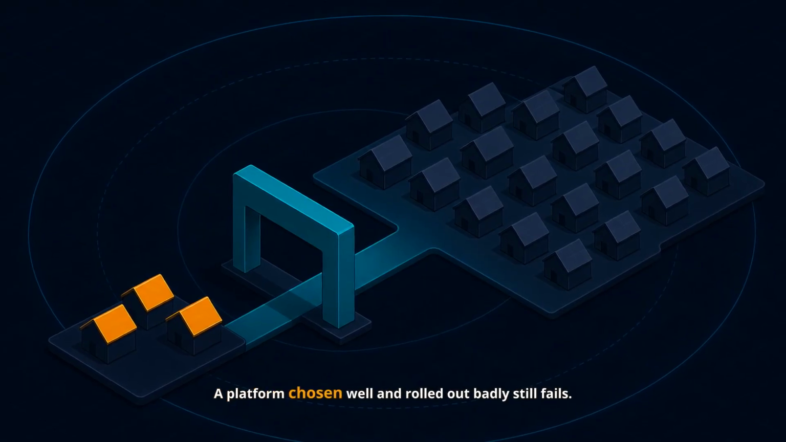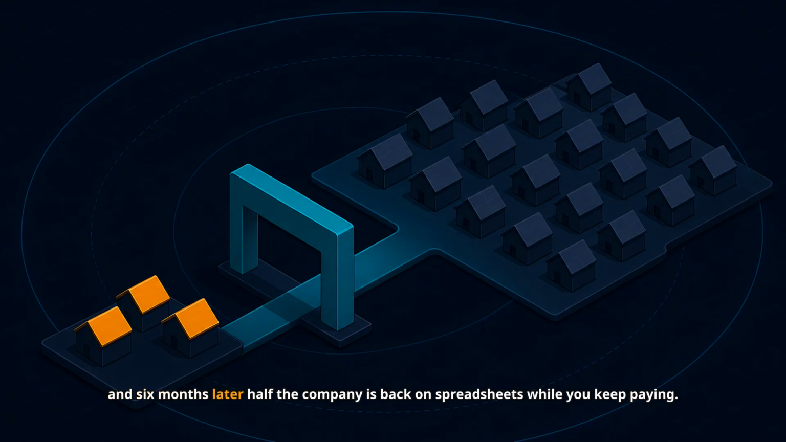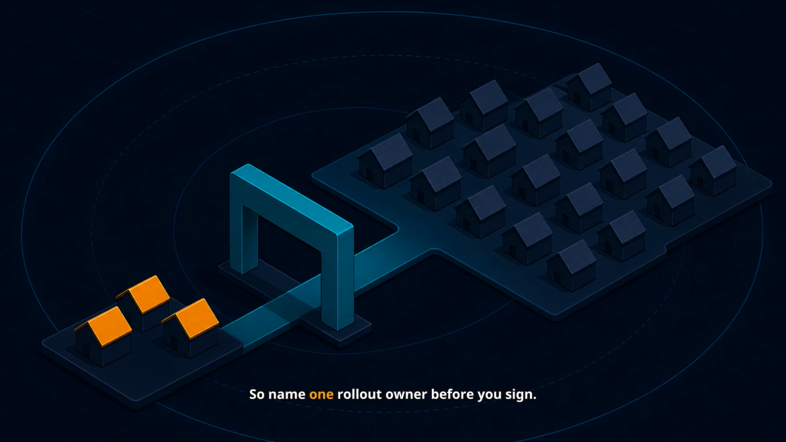Step 5. A platform chosen well and rolled out badly still fails. The rollout is where good software dies. Staff route around it, the templates never get built, and 6 months later, half the company is back on spreadsheets while you keep paying. So name one rollout owner before you sign. Train by role. Salespeople need inspection capture. Estimators need templates and override rules. Production needs the handoff fields. Then pilot, then gate. Don't flip the whole company on day one. Run a small group against real jobs, then expand only when the pilot improves the workflow.